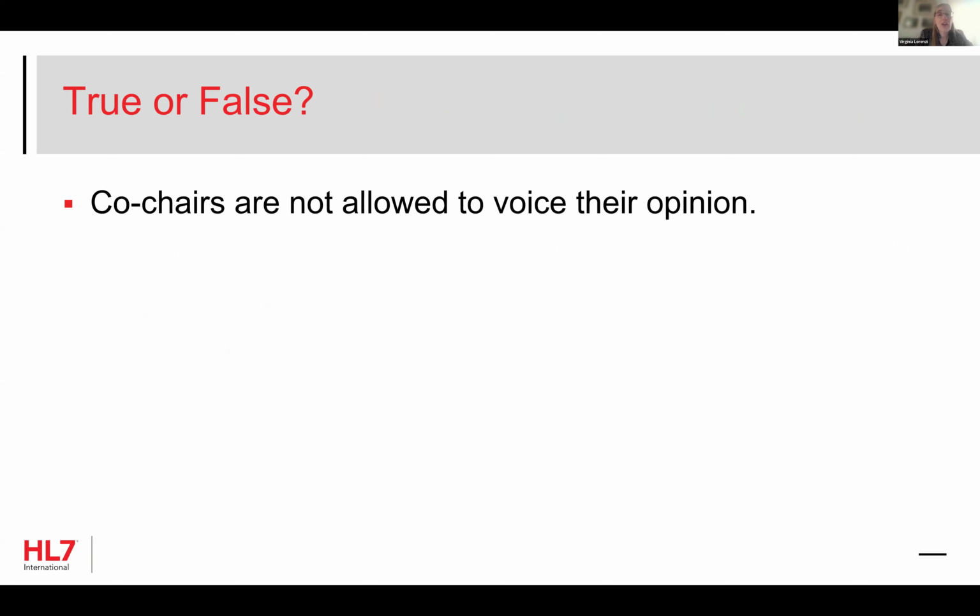Another true or false. Co-chairs are not allowed to voice their opinion. A lot of people are saying false on that. The problem with a co-chair voicing their opinion, because I agree with you, co-chairs are allowed to voice their opinion, is when you voice your opinion wearing the co-chair hat, you could stifle the opinions of others. So some things you might want to do is say, taking off my co-chair hat, I just want to say this. And another thing, I suggest both, is not being the first to say something. Try to get other people to talk first.